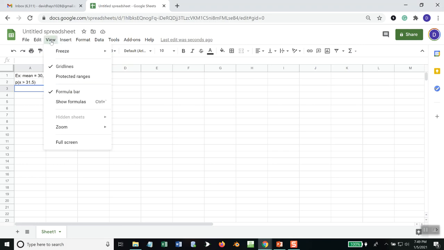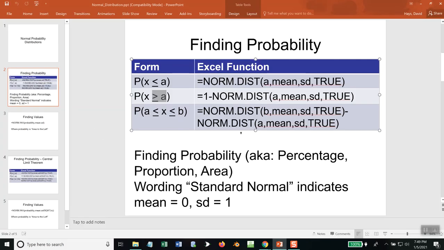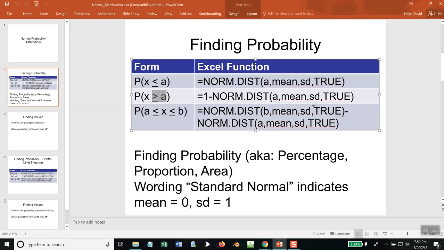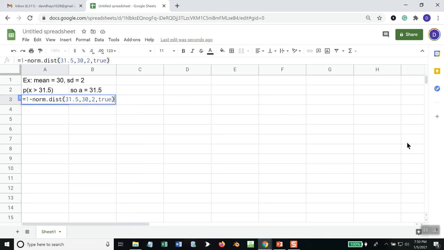If I can make that a little bit bigger so you can see it. There you go. So then we're going to plug into this formula, equals 1 minus norm.dist, beginning parentheses, and then we're going to put in A, then our mean, then our standard deviation, and then true. So 31.5, comma, the mean, which is 30, comma, standard deviation, which is 2, and comma, true. Close parentheses, and press enter. That would be our answer.